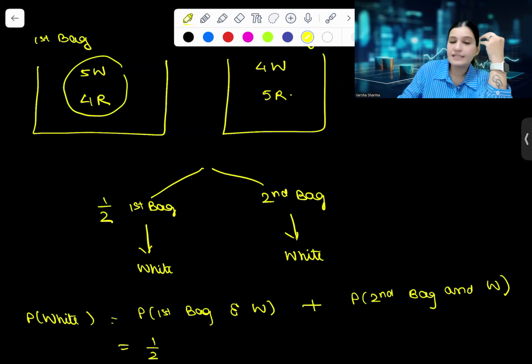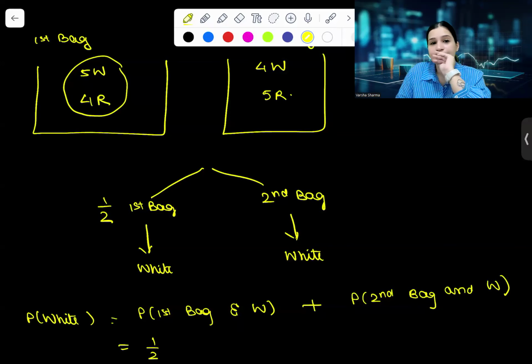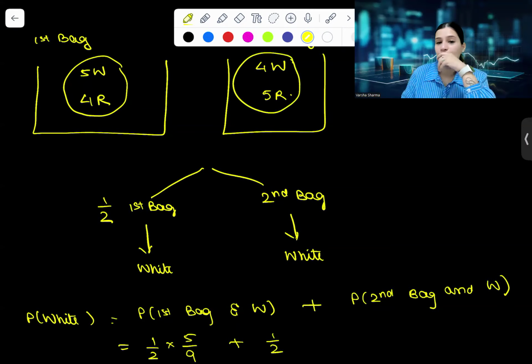From the first bag, what is the probability of getting one white ball? 5 by 9. Multiply 5 by 9, or choose the second bag, 1 by 2, and from the second bag, choose a white ball, 4 by 9. This is the total probability. Clear? Yes, ma'am.